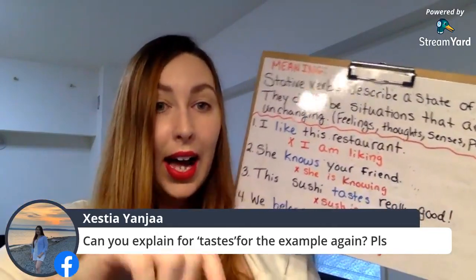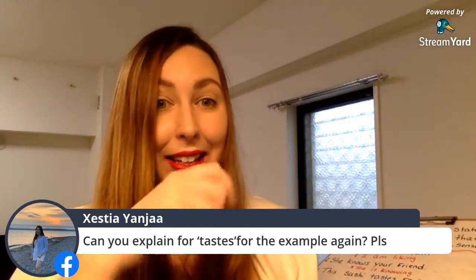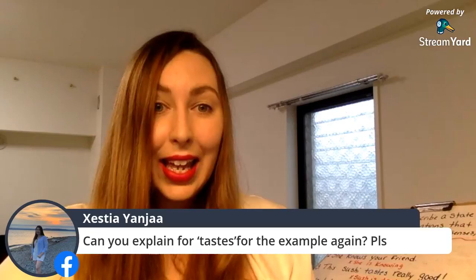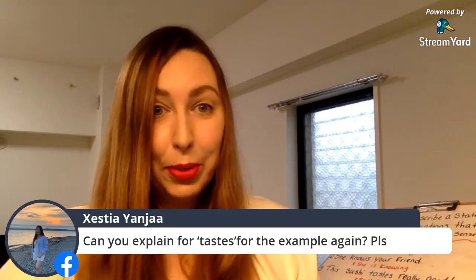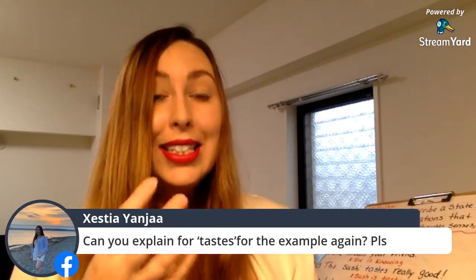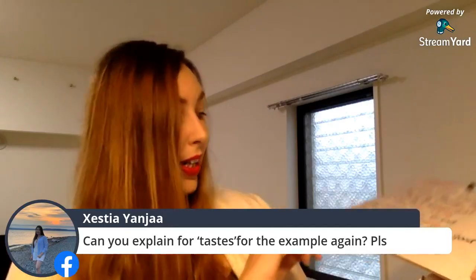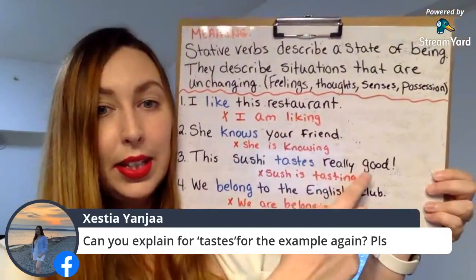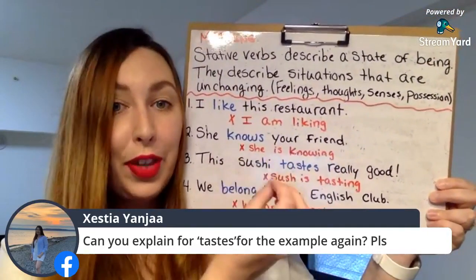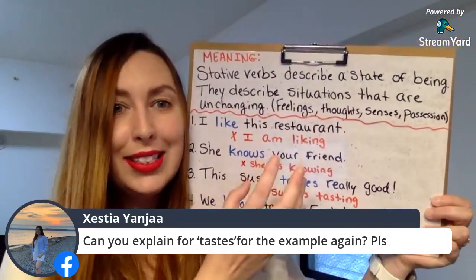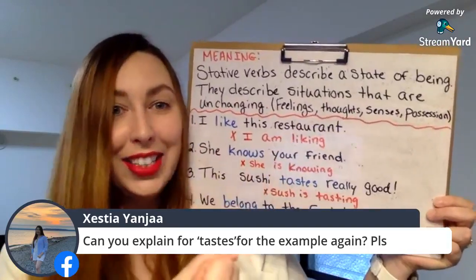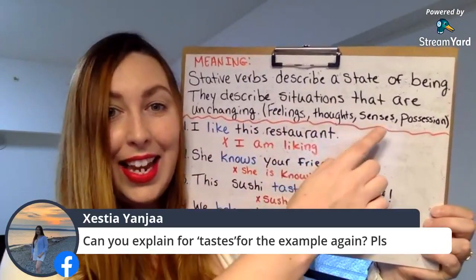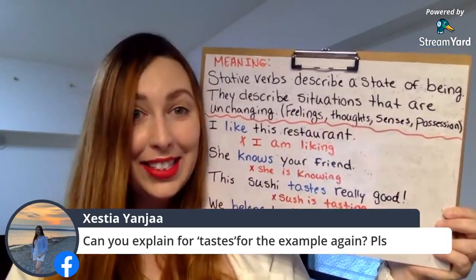So for example, with the action of tasting. So I am tasting the cake. Just a little bit taste, okay? So if it's an action verb, a dynamic verb, tasting is okay. However, in this example, the sushi tastes really good. This taste is flavor, okay? So the sushi isn't going to suddenly change the flavor while you're eating it, right? So it's unchanging and it's a sense of taste, okay?